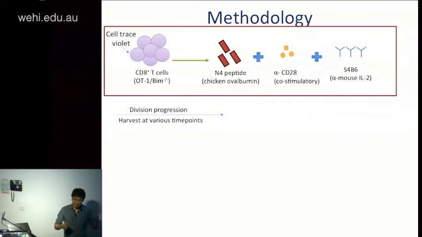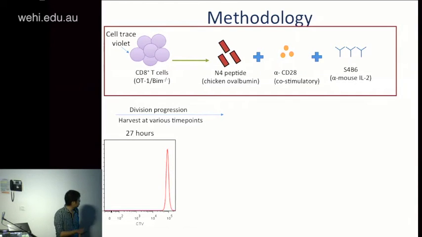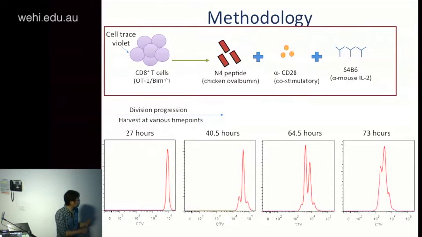And then what we do is we culture the cells and then we harvest these cells at various time points. So these are the cells at 27 hours. As you can see here, the cells have not divided. And then over time, across the different time points at 40 hours, 64.5, and 73 hours, you can see that the cells start progressing through divisions.